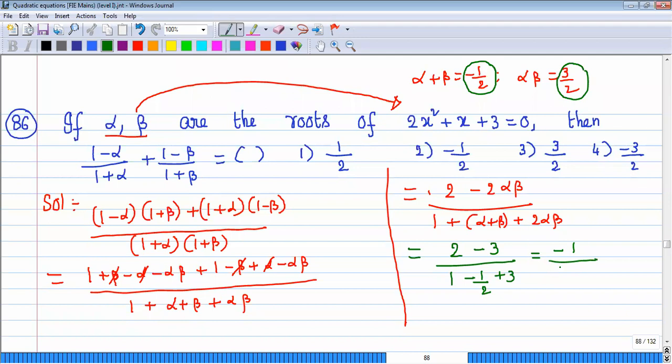Could you get it? You check the simplification. Is it correct? Okay. Right. Absolutely correct. It's alpha beta, not 2 alpha beta. Good observation. This is 3 by 2. See, 3 by 2 minus 1 by 2 is 2 by 2, that is 1. That will be plus 1. So minus 1 upon 2.